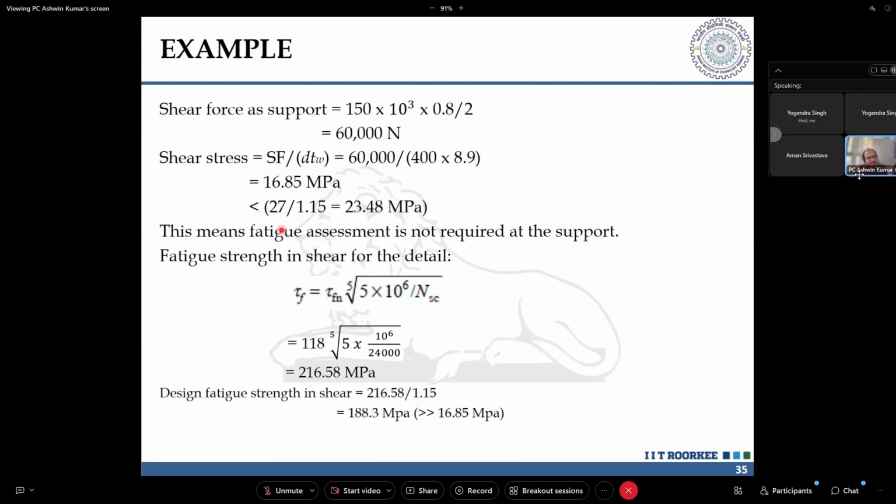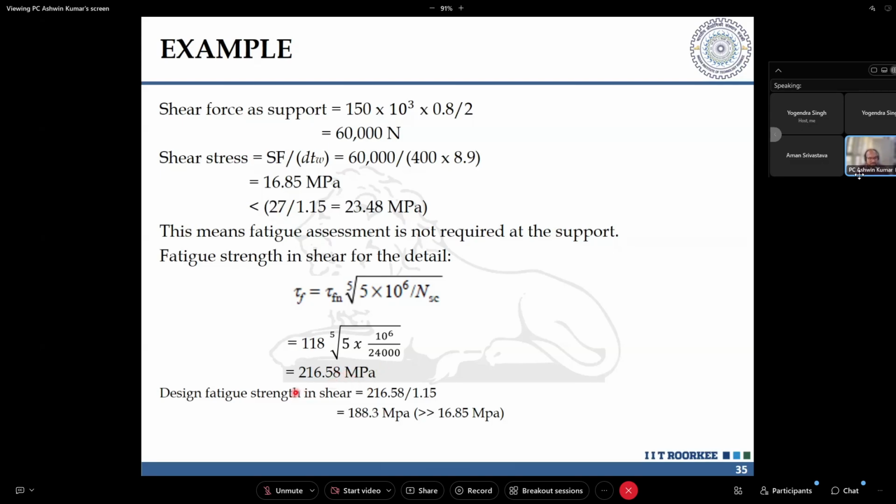But we have still gone forward and used that formula for that one particular graph that is given for shear check also. We have inputted our detail category. We have inputted our values for number of cycles, and we have found out what is the value of the fatigue strength in shear for that particular detail. It is 216 MPa. So you can see the very low shear stress is getting developed due to the loads that are applied. So everything is fine.